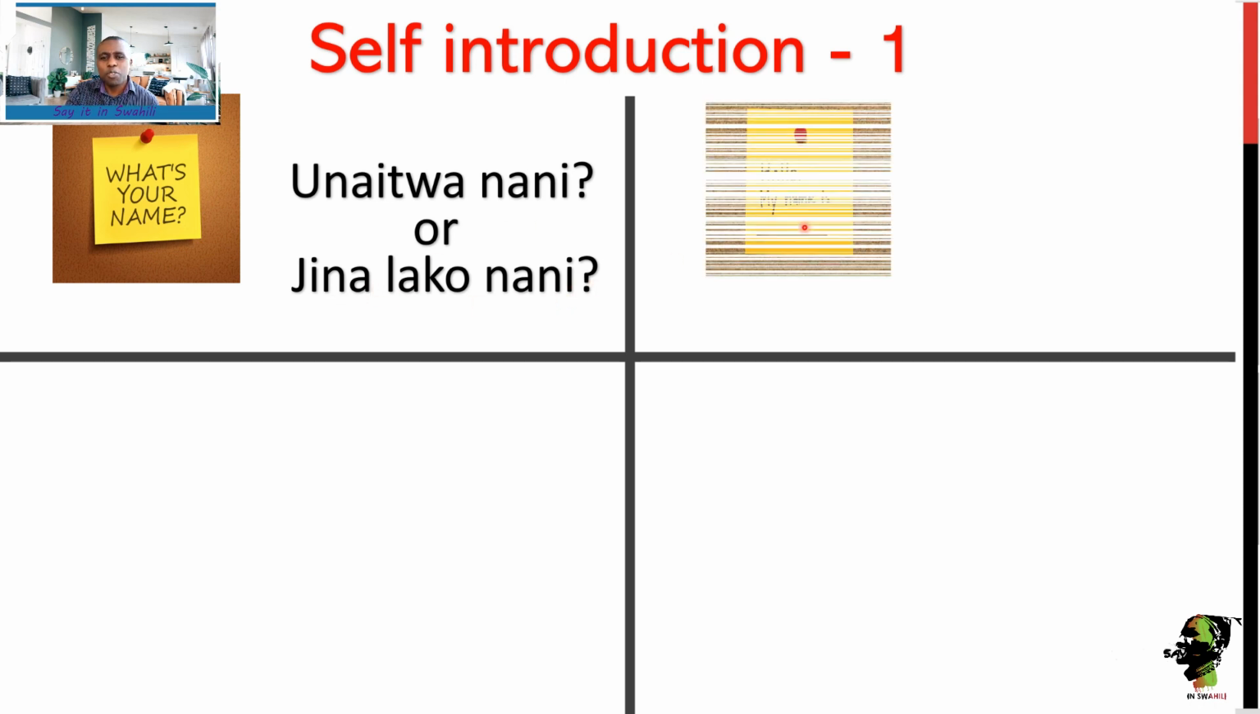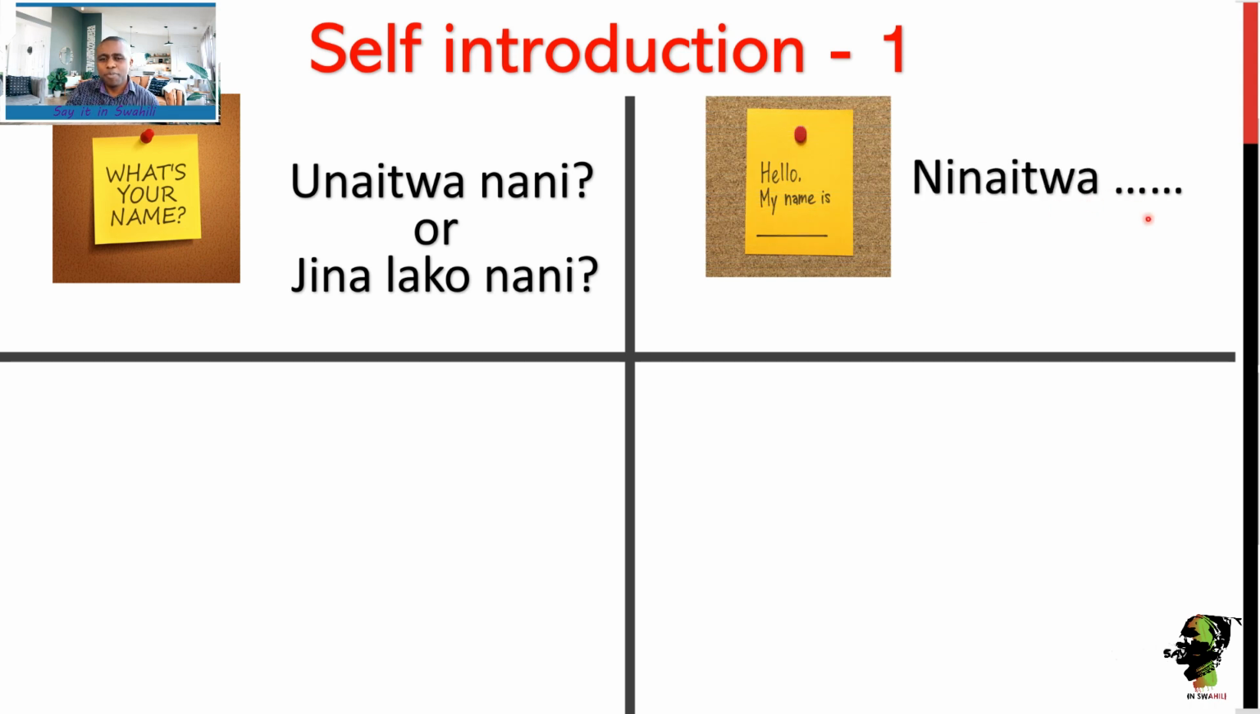How do we now respond to that? My name is... Ninaitwa. Can you try and pronounce that? Ninaitwa, for example, me. Ninaitwa Mwalimu Sam. I am called Teacher Sam. Ninaitwa Ben, Karen, Jane, whatever name. Ninaitwa, and then you mention your name. Or, let's see the response to jina lako. The response will be, jina langu ni. Jina, name, langu, mine, ni, is. My name is, jina langu ni.